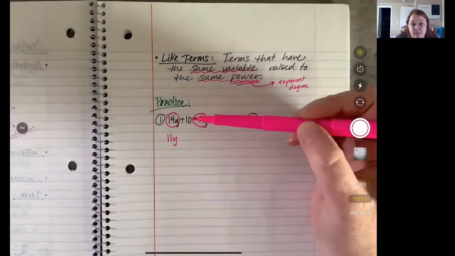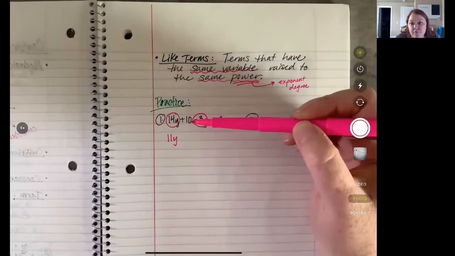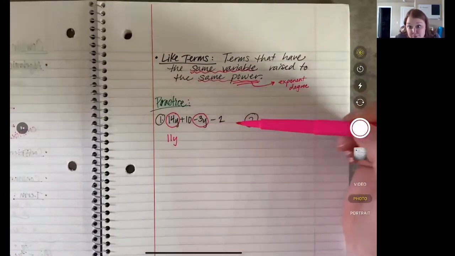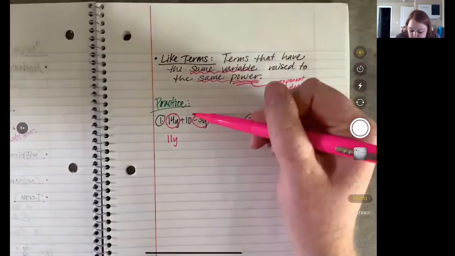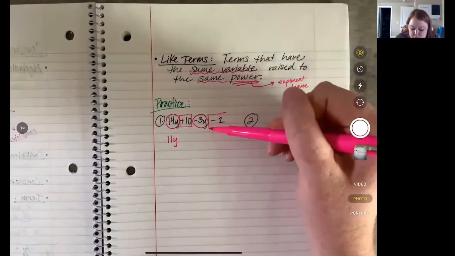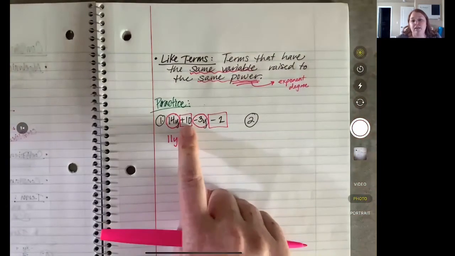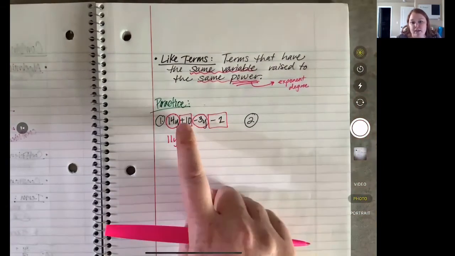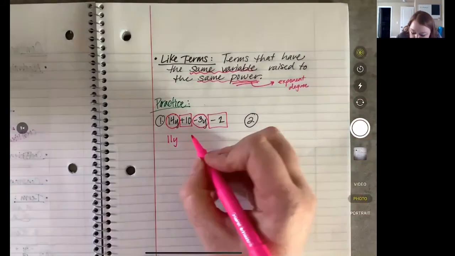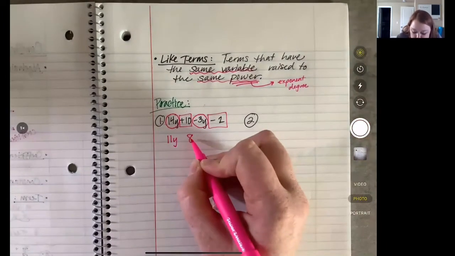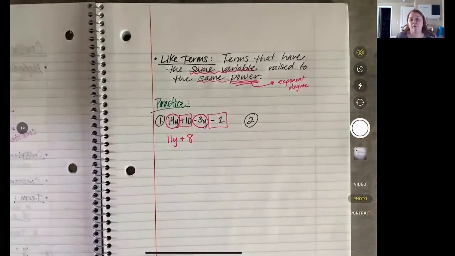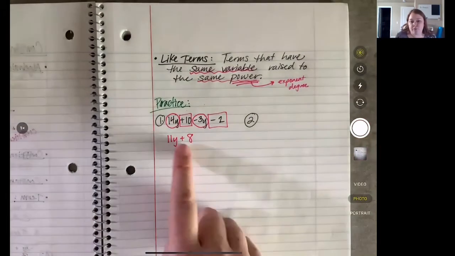I have a 10. 10 doesn't have any variable, meaning it can only be put with things that also don't have variables. Those are called constants. So your constants can definitely be put together. Positive 10 with a negative 2. I think of it as 10 minus 2, which is 8. And since that 8 is positive, I put a plus in front of it. My final answer is 11y plus 8.